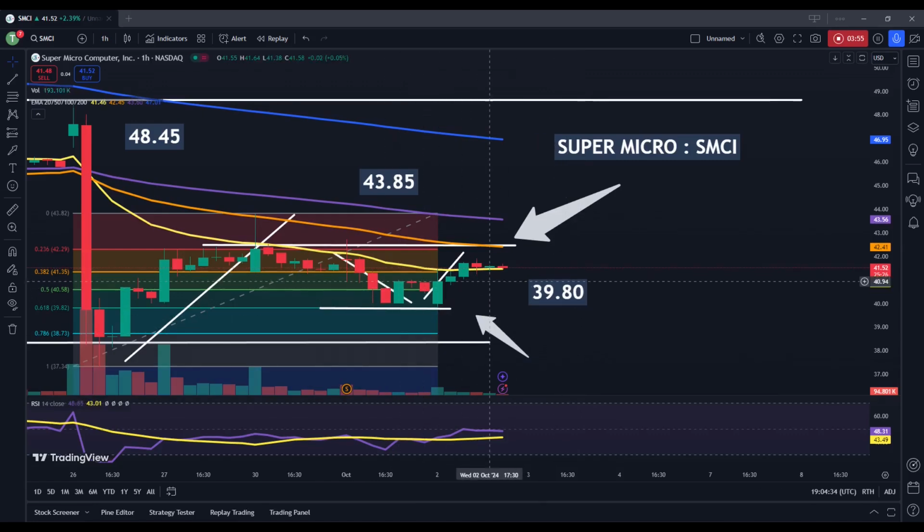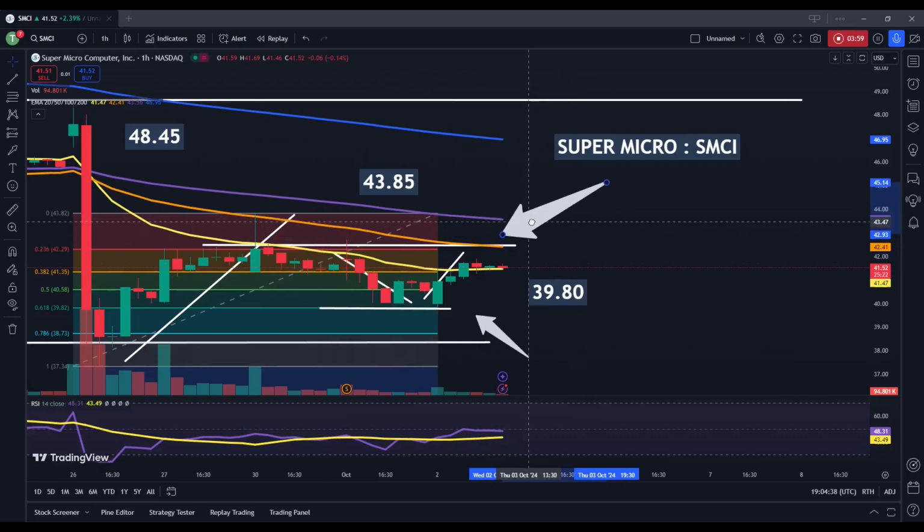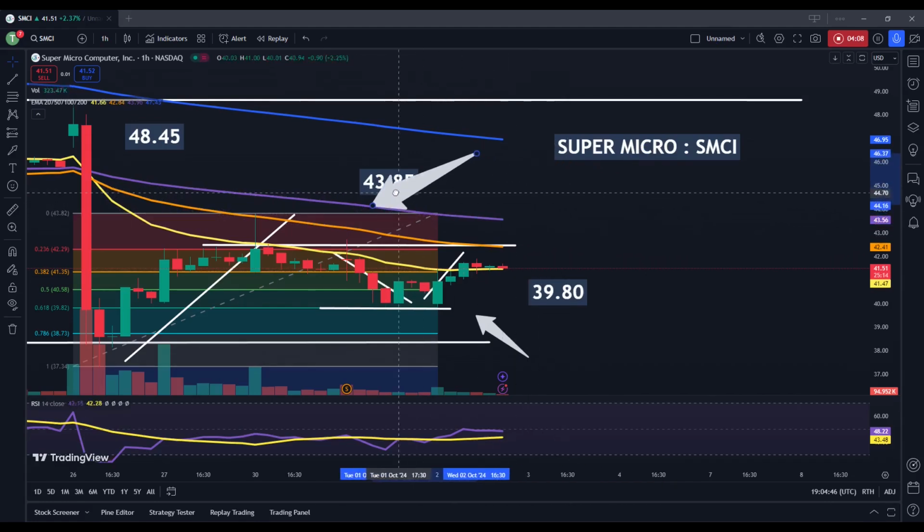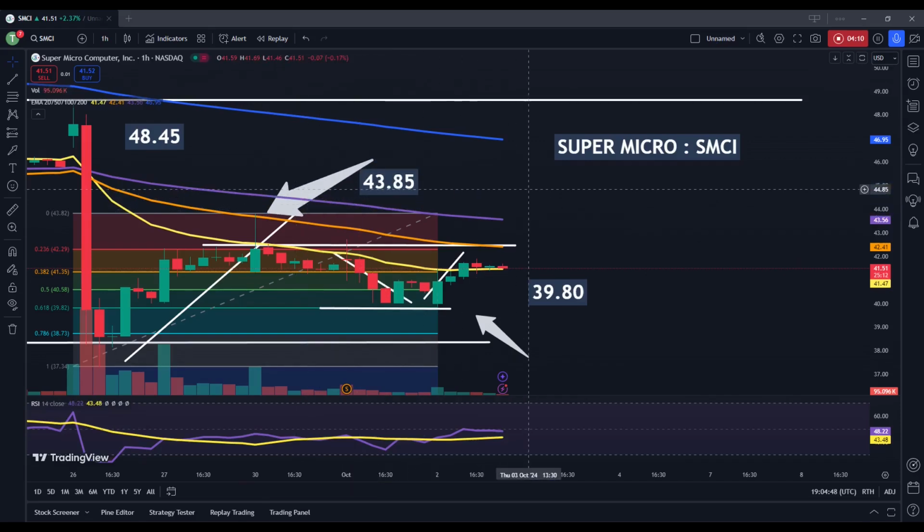So essentially, if this area does hold, what we would probably see here would be a break to the topside above this 50-hour exponential moving average, and then share prices would probably be able to make a new high at that point. Because really all that we have in terms of historical resistance in this region does come in at this 43.85 spike high that developed during the September 30 trading session.